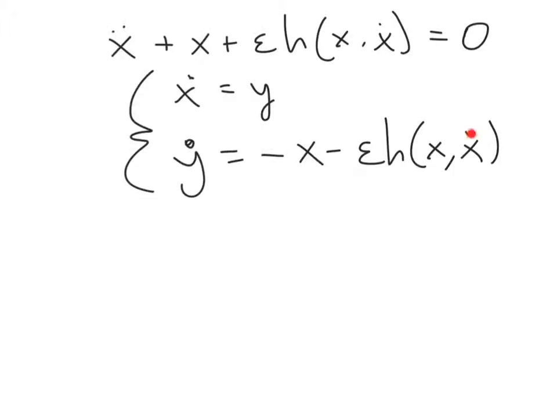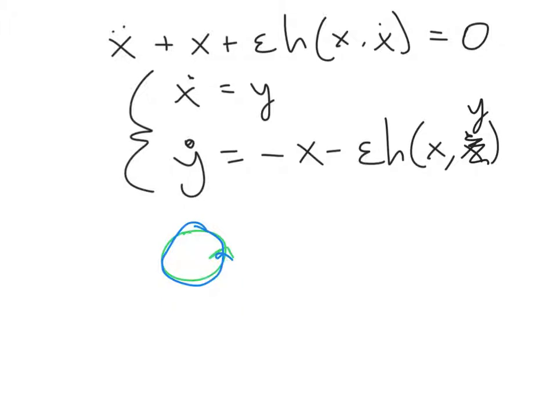And I want to note that if h is just a function of x, then this thing is going to still be conservative, and so this epsilon h term is going to cause some kind of distortion to what were perfect circles. Maybe they're going to be a little bit oblate. And in the case where h does actually depend on x dot, that should actually be a y, right? That's not an x dot. That's a y.